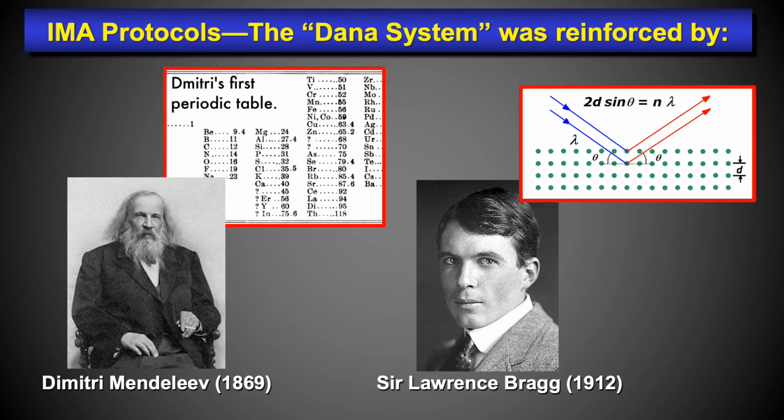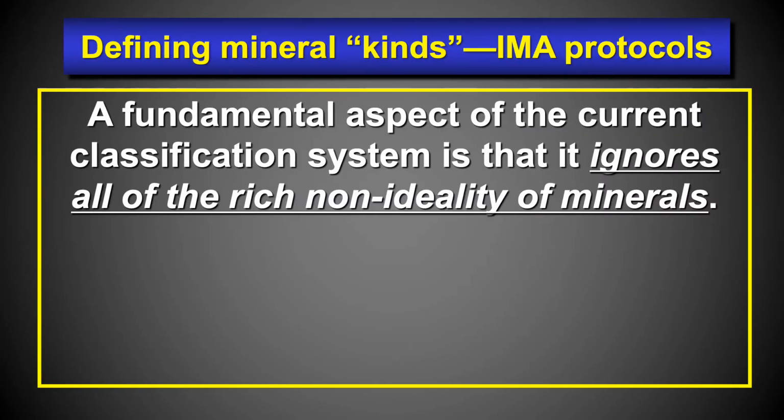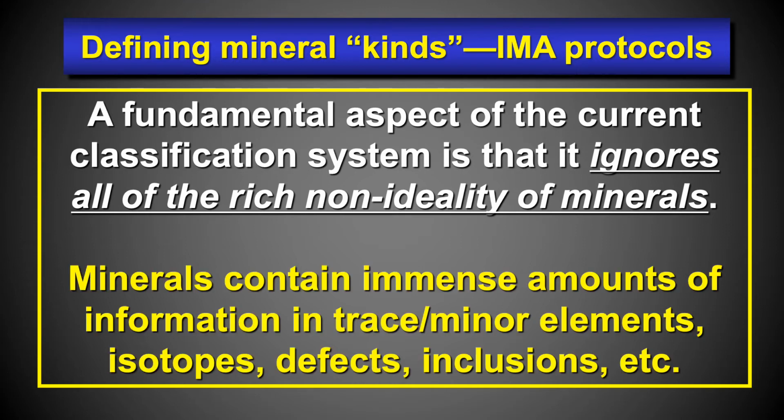So a fundamental aspect of the classification system that is now used is that it ignores all that rich non-ideality, all the information. It takes the minimum amount of information to define a species. By contrast, minerals contain immense amounts of information: trace elements and minor elements, isotopes, defects, inclusions. Those are the things that allow us to understand the evolution of minerals, the evolution of planets, and the history that's embedded in that information.